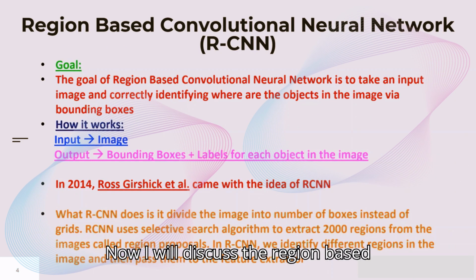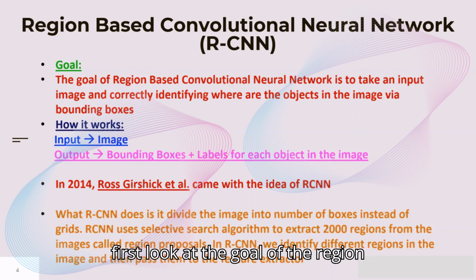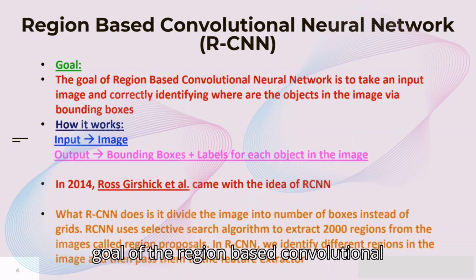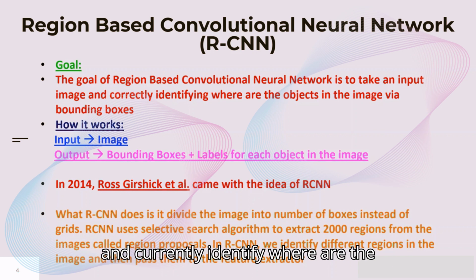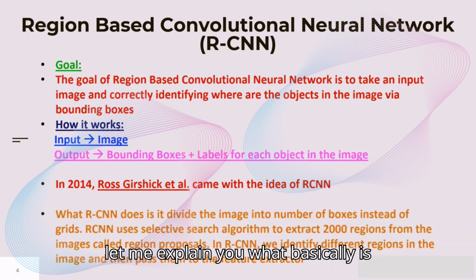Now, I will discuss the region-based convolutional neural network. So, let's first look at the goal of the region-based convolutional neural network. The goal is to take an input image and identify where the objects in the image are via bounding boxes. Let me explain what this basically is.